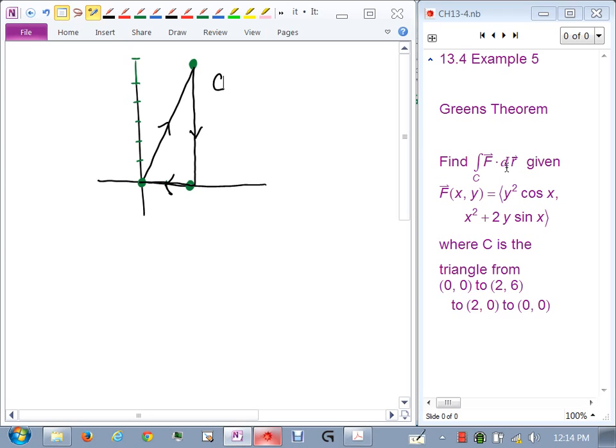Okay, good. It's not positively oriented, right? Do you all agree with that? Okay. Good. So if we're going to use Green's theorem, you're going to need to orient it positive. What else?